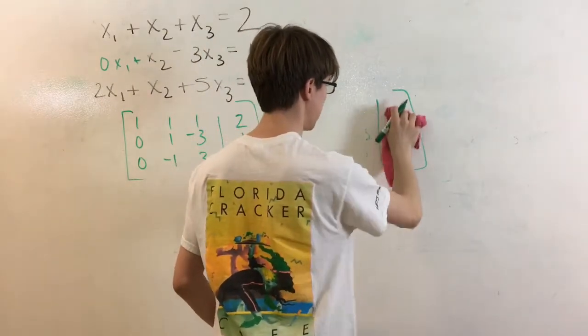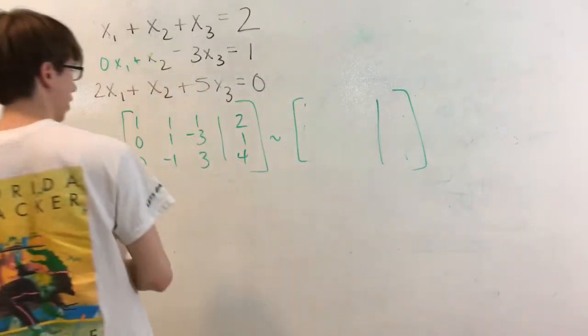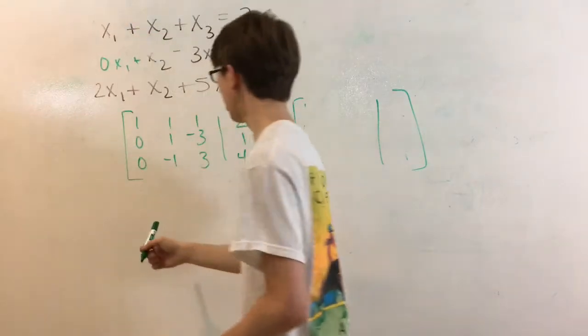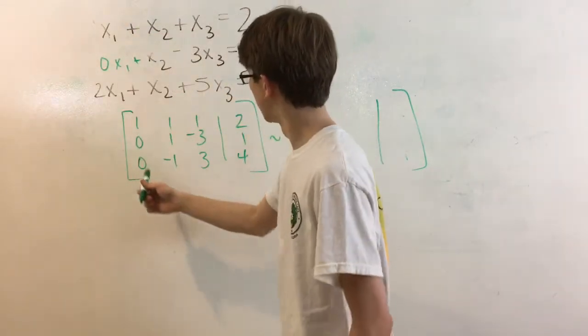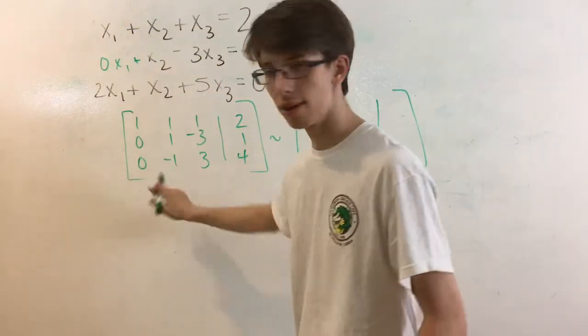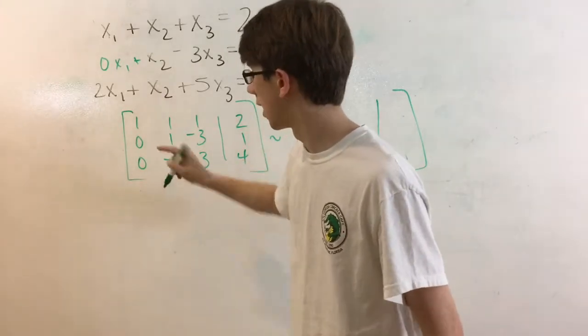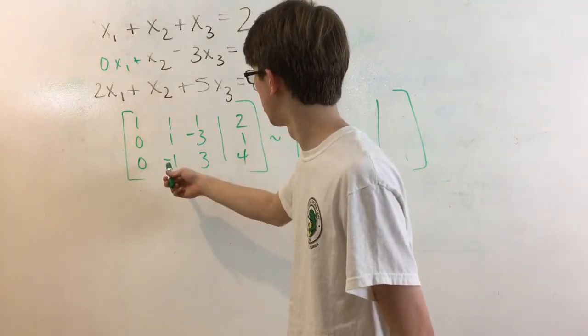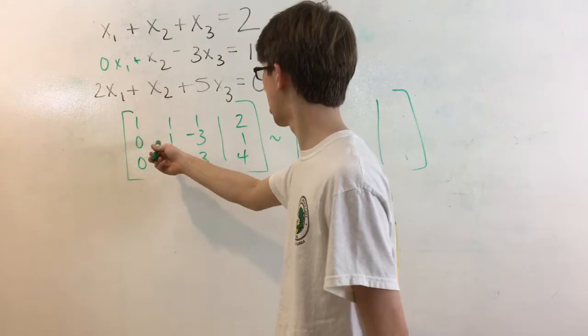Empty this matrix here. And there we go. So now we're left with this. All right. So how do we get this negative 1 here, this 1, to be a 0? Well, we can add 1 times row 2.